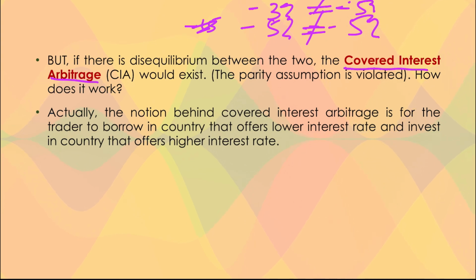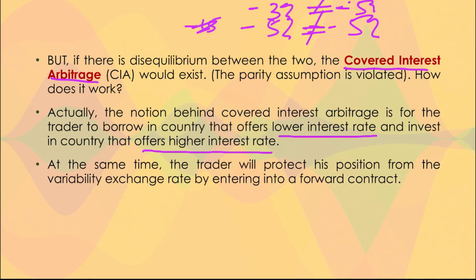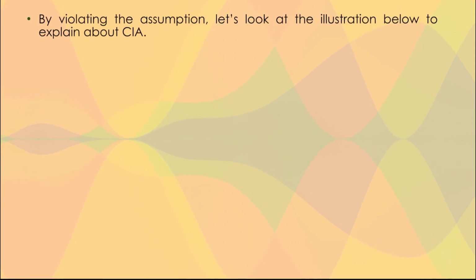Actually, the notion behind covered interest arbitrage is for the trader to borrow in a country that offers a lower interest rate and invest in a country that offers a higher interest rate. At the same time, the trader will protect his position from the variability of the exchange rate by entering into a forward contract. Okay, with the assumption violated, let's look at the illustration below to explain the CIA.